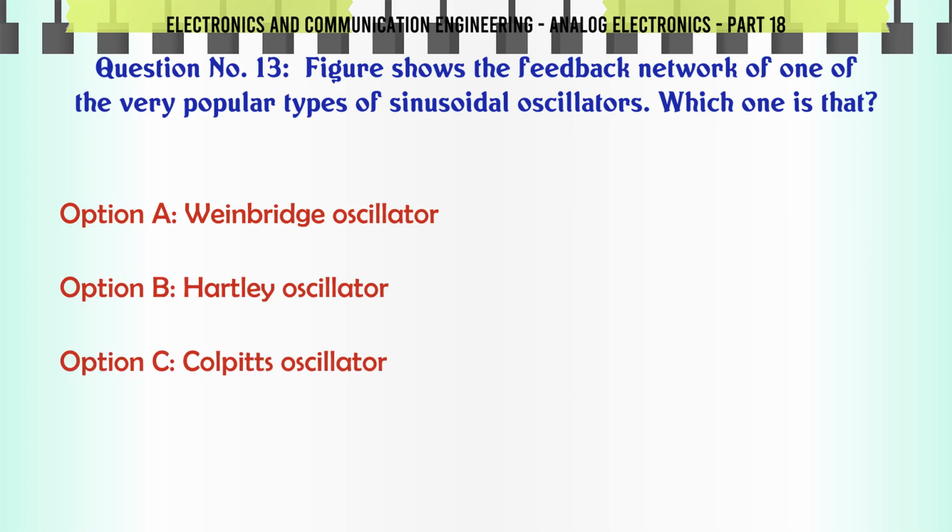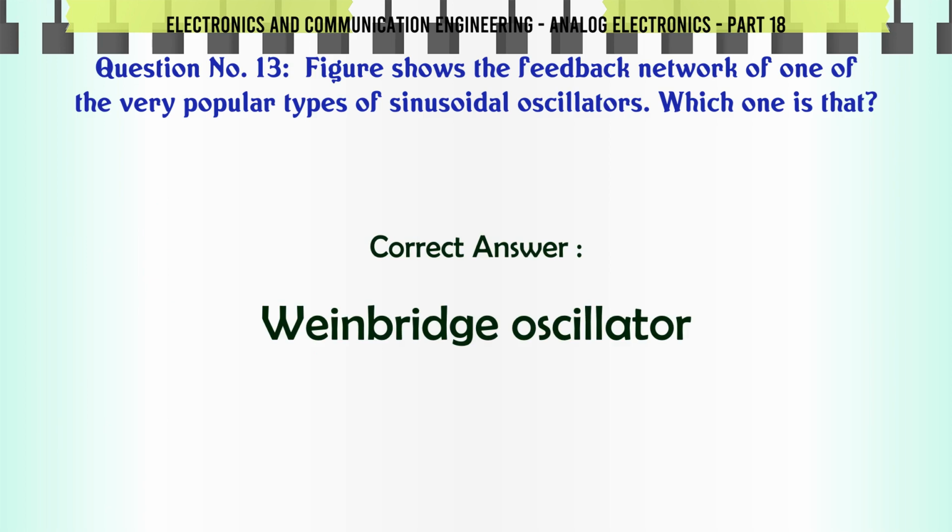The figure shows the feedback network of one of the very popular types of sinusoidal oscillators. Which one is that? A. Wien bridge oscillator, B. Hartley oscillator, C. Colpitts oscillator, D. RC phase shift oscillator. The correct answer is Wien bridge oscillator.